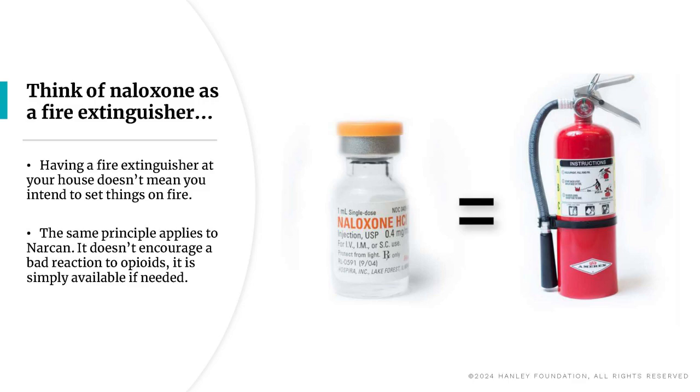So when we're thinking about learning how to respond to an overdose to an opioid, we want to think of naloxone or Narcan as a fire extinguisher. Having a fire extinguisher in your house does not mean that you're intending to set things on fire, but it means you're prepared in the event of an emergency until first responders can arrive. The same principle applies to having Narcan. It doesn't encourage somebody to use opioids, or include that someone's going to have a bad reaction to opioids. It's really just simply available if it's needed.